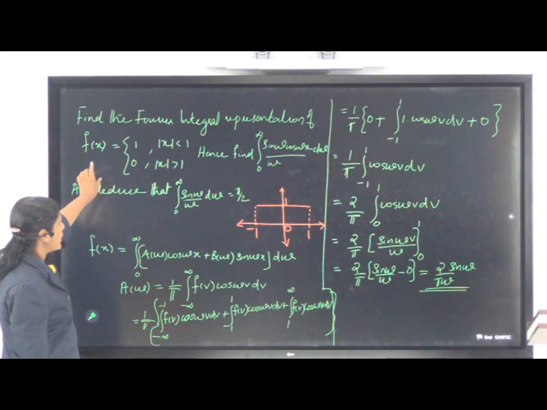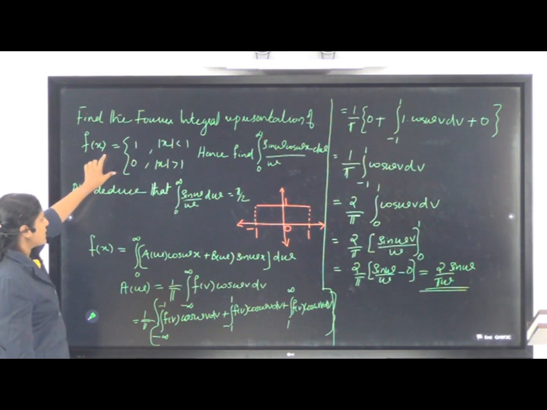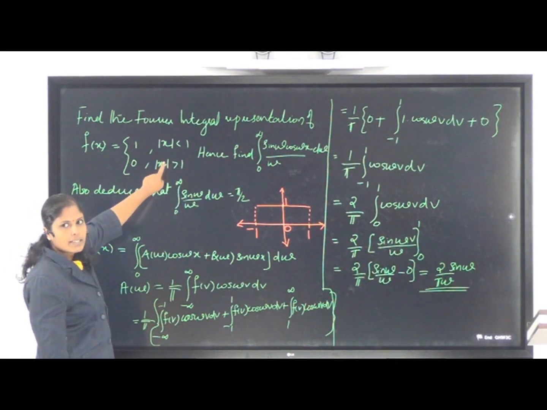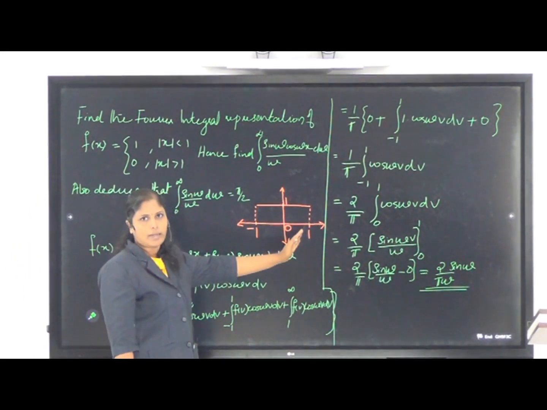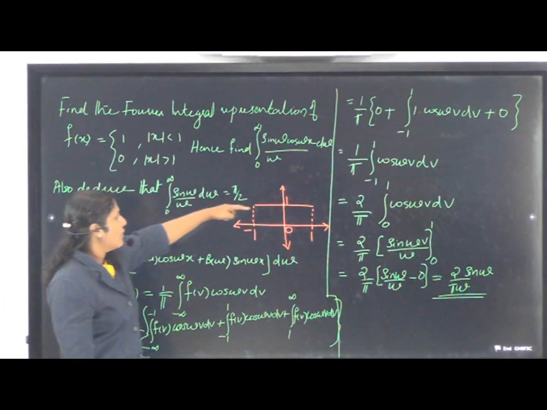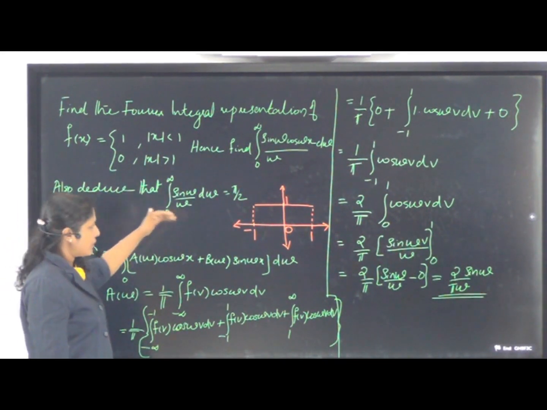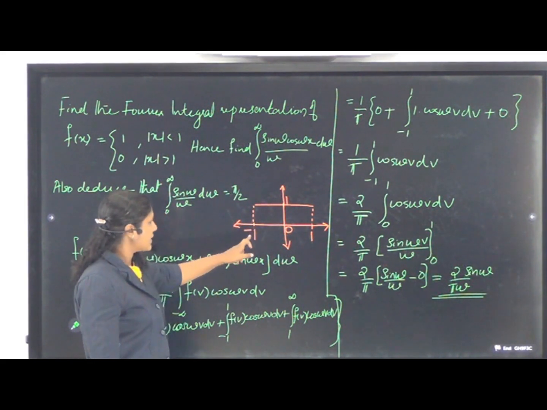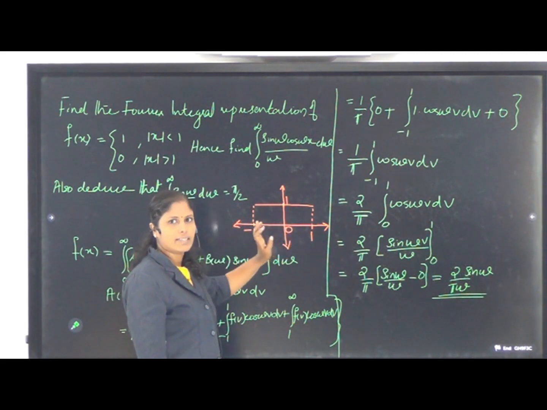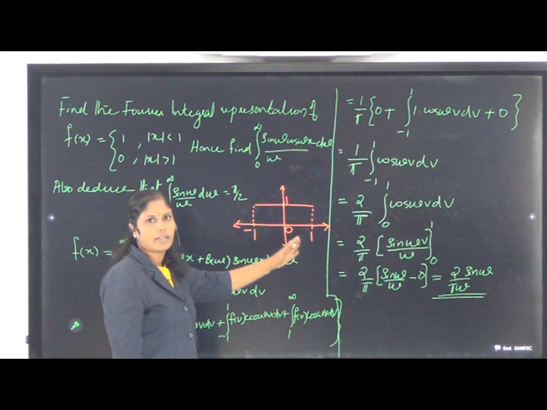So the question has three parts. First part is find the Fourier integral representation of f of x. And the given function is f of x equal to 1 for mod x less than 1. Mod x less than 1 means the interval from minus 1 to plus 1. In the interval from minus 1 to plus 1, f of x takes the value 1, and outside the interval f of x equal to 0. So from the graph it is clear at x equal to minus 1 there is a discontinuity, and at x equal to plus 1 also there is a discontinuity. So f of x has discontinuity at x equal to minus 1 and plus 1.